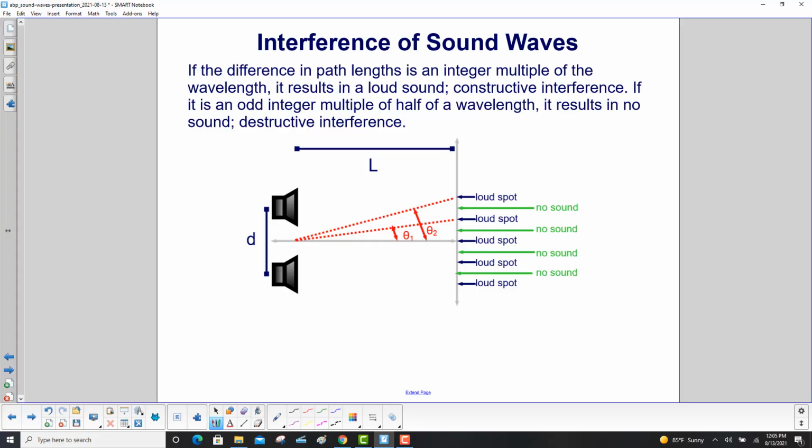So if the difference in path lengths traveled, from that one and this from the other, is an integer multiple of the wavelength, you have a loud sound. That's constructive interference. If it is an odd integer multiple of half a wavelength, it results in no sound, destructive interference.